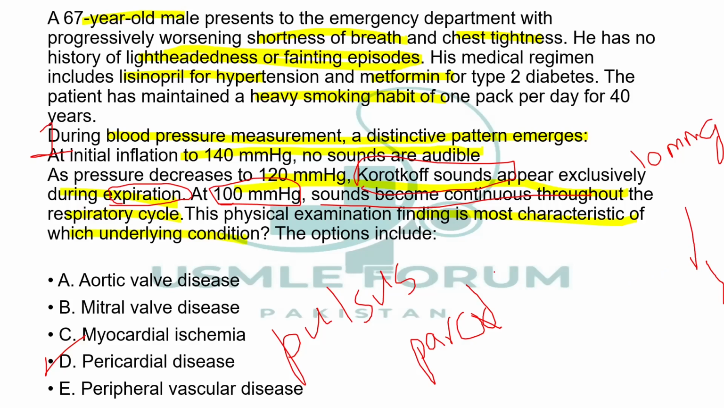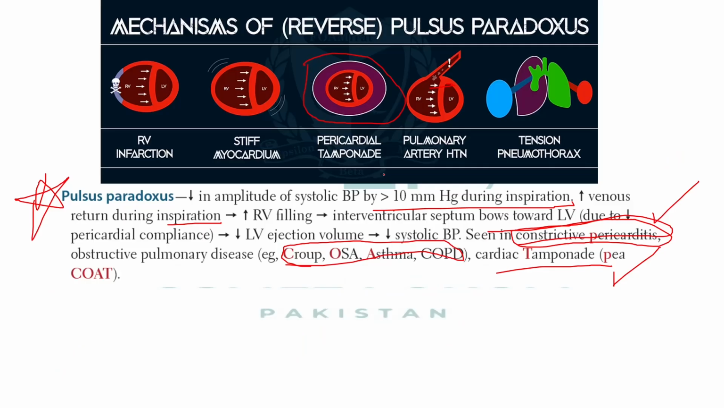But just remember that if they're talking about blood pressure change during inspiration or expiration, and they've given you signs of shortness of breath, chest tightness, chest pain, tripod position, think about pericardial disease, right? All of this does not happen in any valve disease, and this certainly does not happen in myocardial ischemia. Peripheral vascular disease, it doesn't happen as well. So you have to know this fact, right? Just pause and see the diagram, and then you could understand.